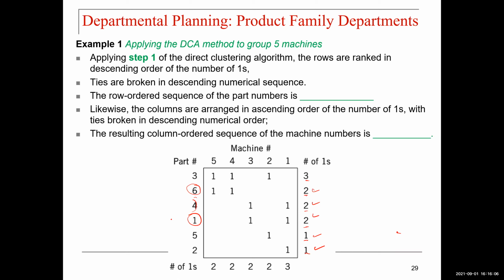They have the same number, so I'm arranging them based on the part number. So 6 first, 4 second, 1 third. Same thing for the last 2. So 5 third, and then 2 second.